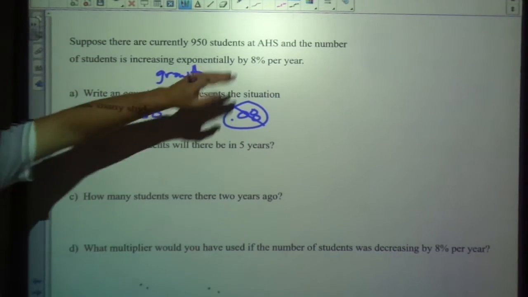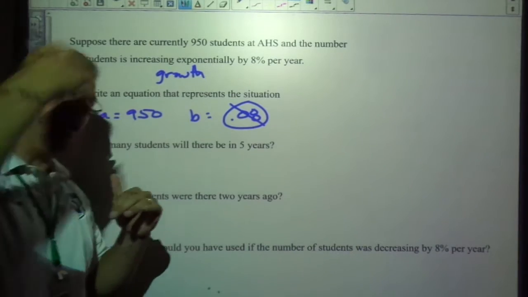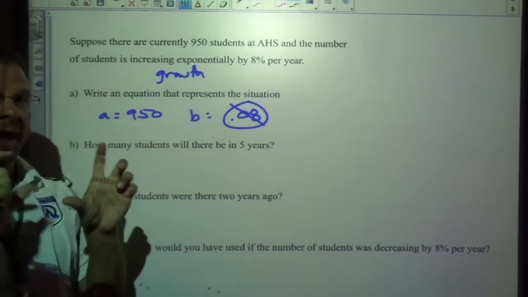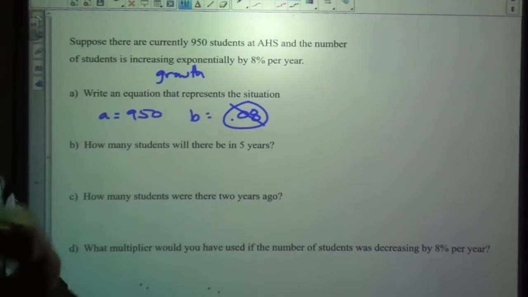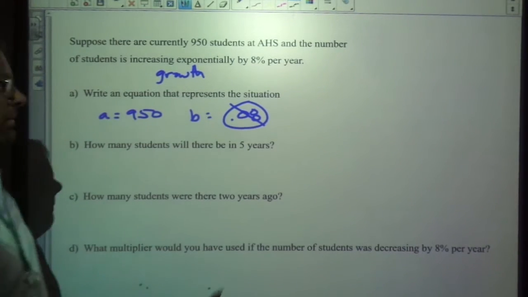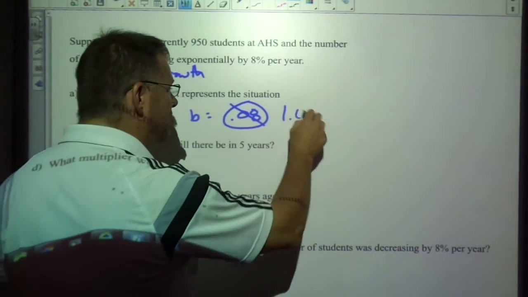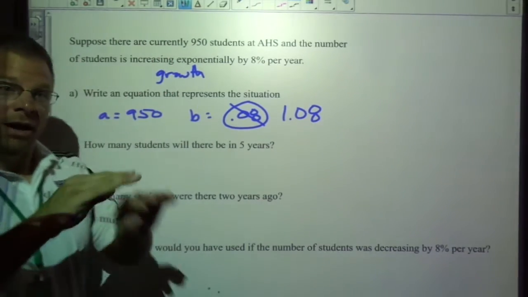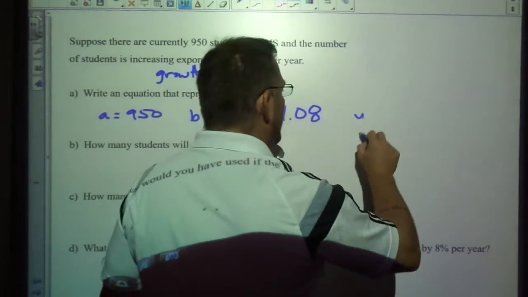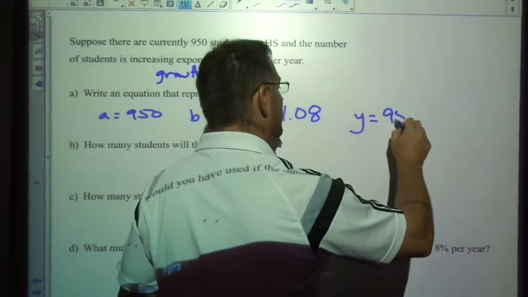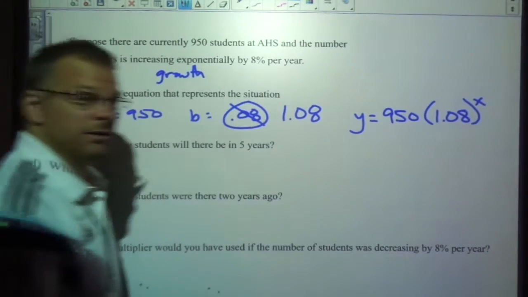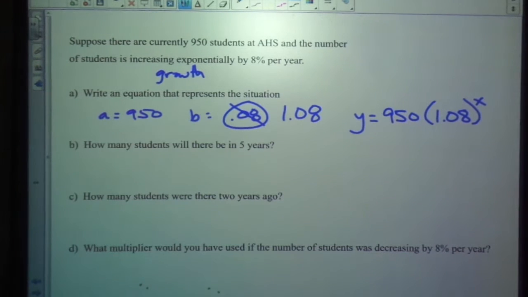Because that would be saying that would be decay. We know it's going up 8%. That means it's more than 100%. It's over 1 by 8%. If it's growth, it's going to be that much more than 1. If it was decay, it'd be 8% less than 1. So my b value here, we have to be careful. That's actually going to be 1.08 because it's 8% above 1. So my equation I can write y equals my initial amount times 1.08 raised to the x. I hope that makes sense to you.